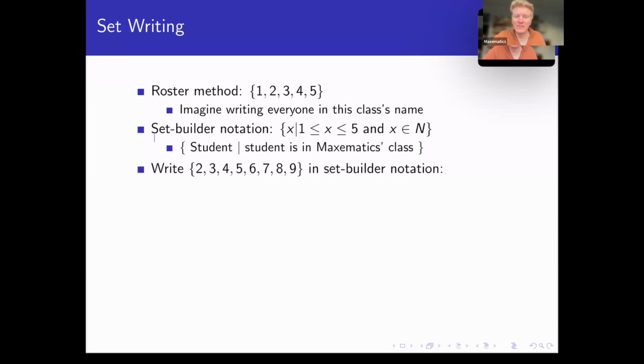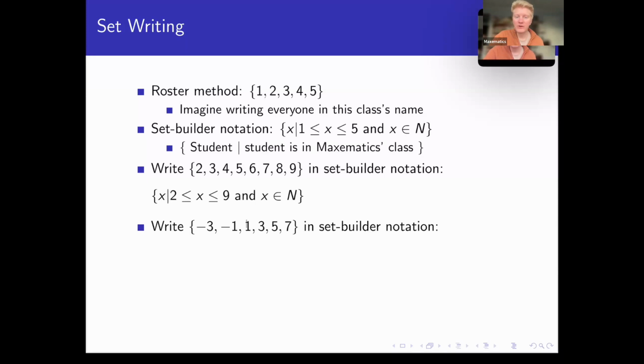Okay, so let's write the set 2, 3, 4, 5, 6, 7, 8, 9 in set builder notation. Well, let's use this as a guide. What we would write is x such that 2 is less than or equal to x, less than or equal to 9, and that x is a natural number. So yes, there are a lot more numbers included between 2 and 9, like for example, 2.5 or 7.33. Those numbers are also in between 2 and 9, but we're adding the restriction that x is a natural number.